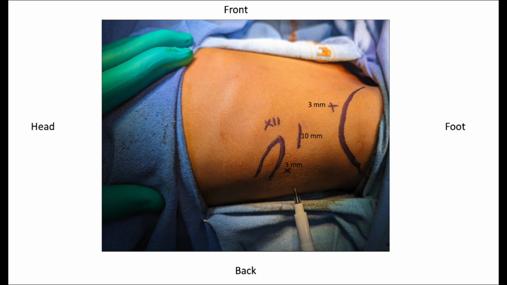One has to be very careful while inserting the port above the iliac crest because here the peritoneum can be adherent. So what I do is I insert this port last so that we can make some space adjustments with the left working port while we are inserting this working port.